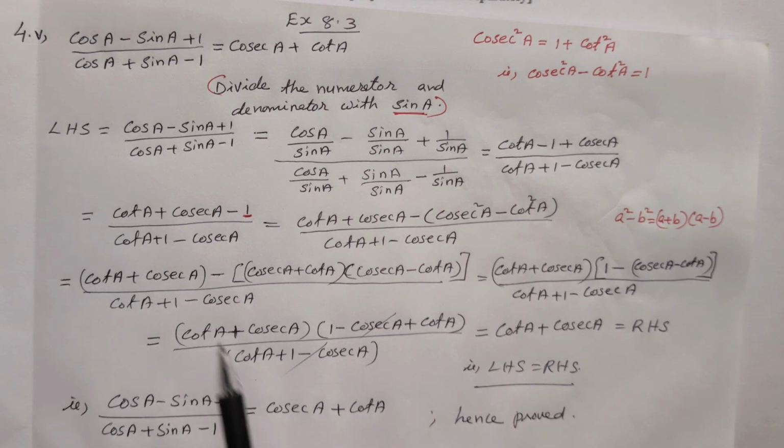That means LHS, we started with LHS. LHS is equal to RHS. That is cos A minus sin A plus 1 by cos A plus sin A minus 1 is equal to cosec A plus cot A. Hence proved.